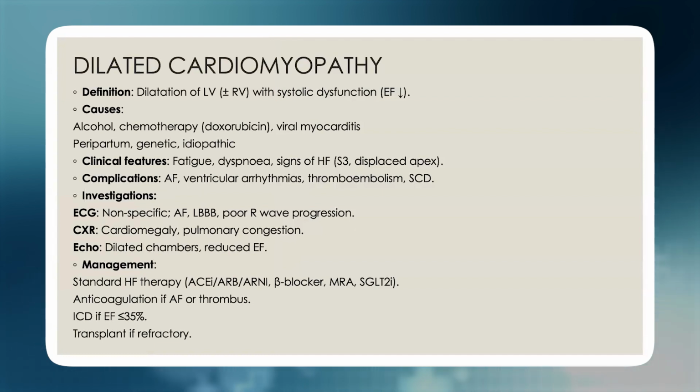Sometimes there is RV dilatation as well with systolic dysfunction. Causes commonly are alcoholic, chemotherapy induced, viral myocarditis, peripartum, genetic cardiomyopathies, and idiopathic. The most common two variants are alcohol and viral myocarditis, and your MRCP2 clinical scenarios will mostly come from that, and also peripartum, of course. Clinical features include fatigue, dyspnea, and signs of heart failure.